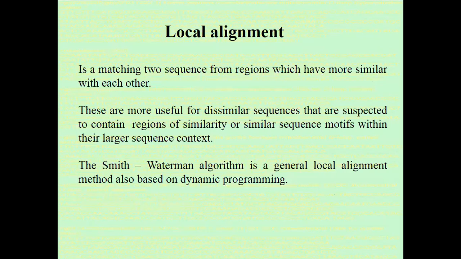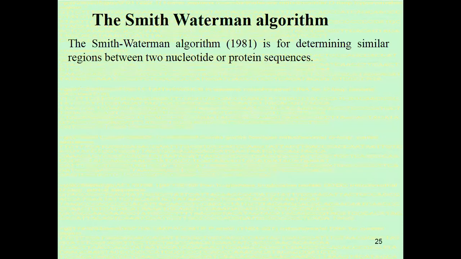Local alignment is matching two sequences from regions which are more similar to each other. These are more useful for dissimilar sequences that are suspected to contain regions of similarity or similar sequence motifs within their larger sequence context. The Smith-Waterman algorithm is generally used for the local alignment method, also based on dynamic programming, as the global alignment method also depends on dynamic programming.